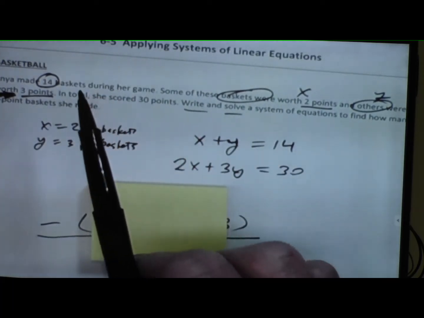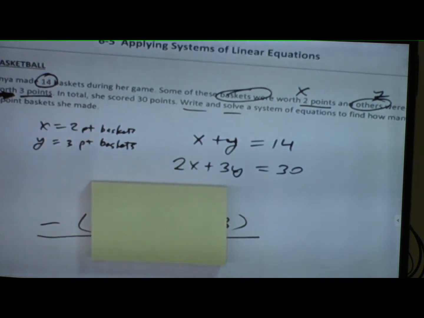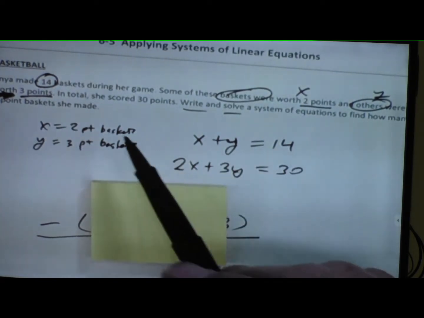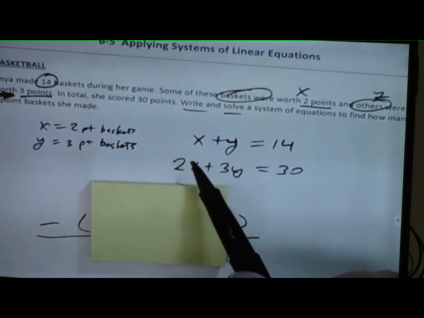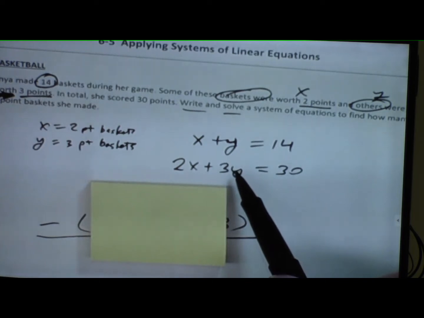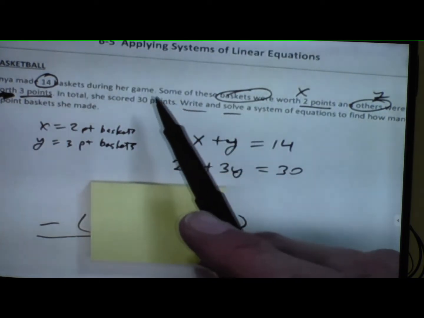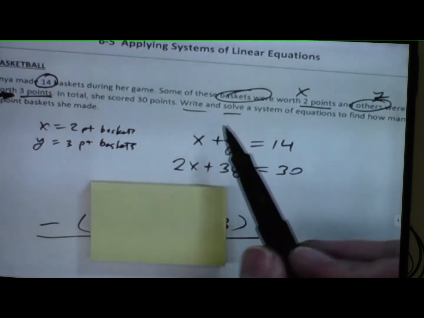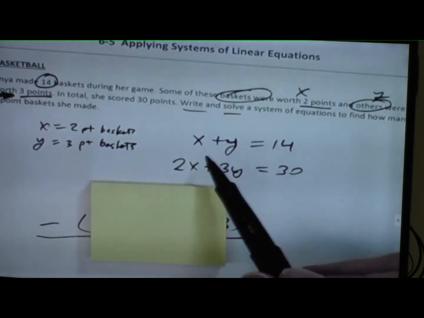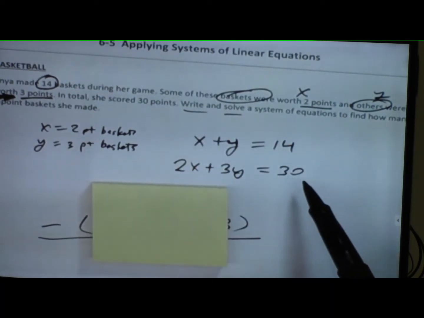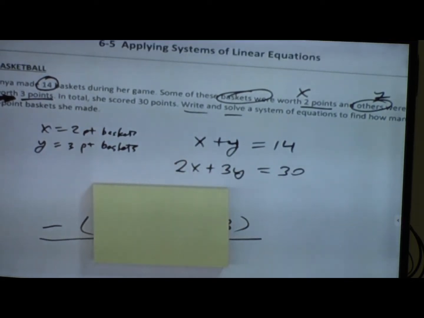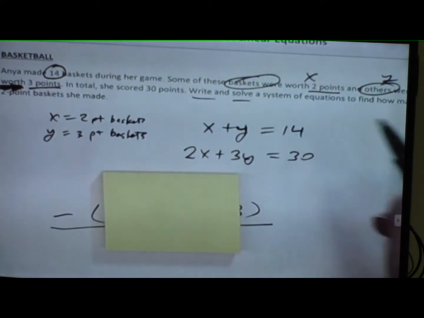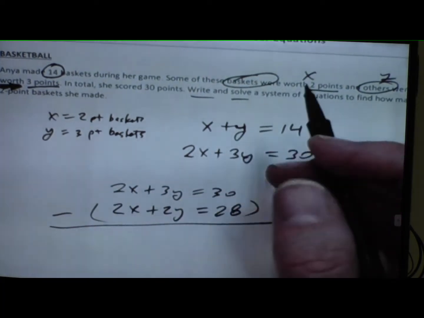And the other one is almost like the amounts of money was in the last problem. 2 points for those, 3 points for those, so this one's the number of points that you get. You earn 2 points for every one of those and 3 points for every one of those. And it's a total of 30 points that she scored. So this one's based on the number of baskets, this one's based on the amount of points that you get for the baskets. So the equations have a purpose. These equations have a reason for being like this. Now, you have a number of things you could do. You could move one of these over here and do substitution, or you can do elimination, which is what I did.